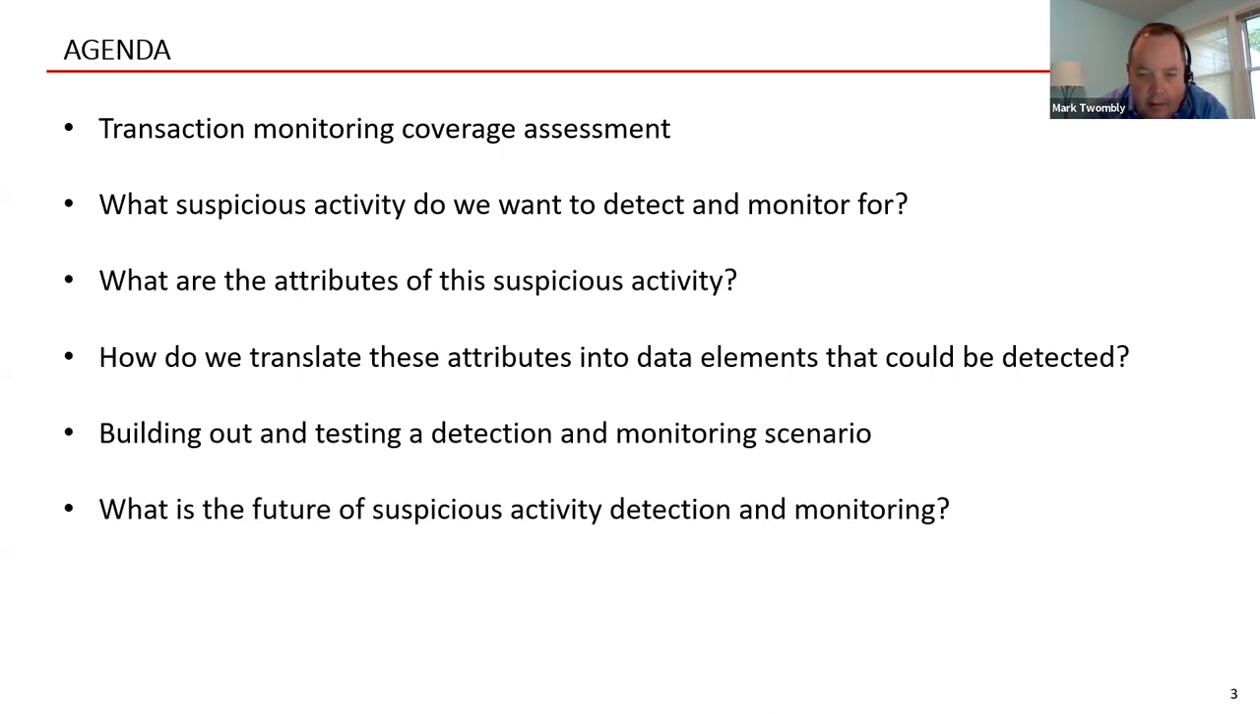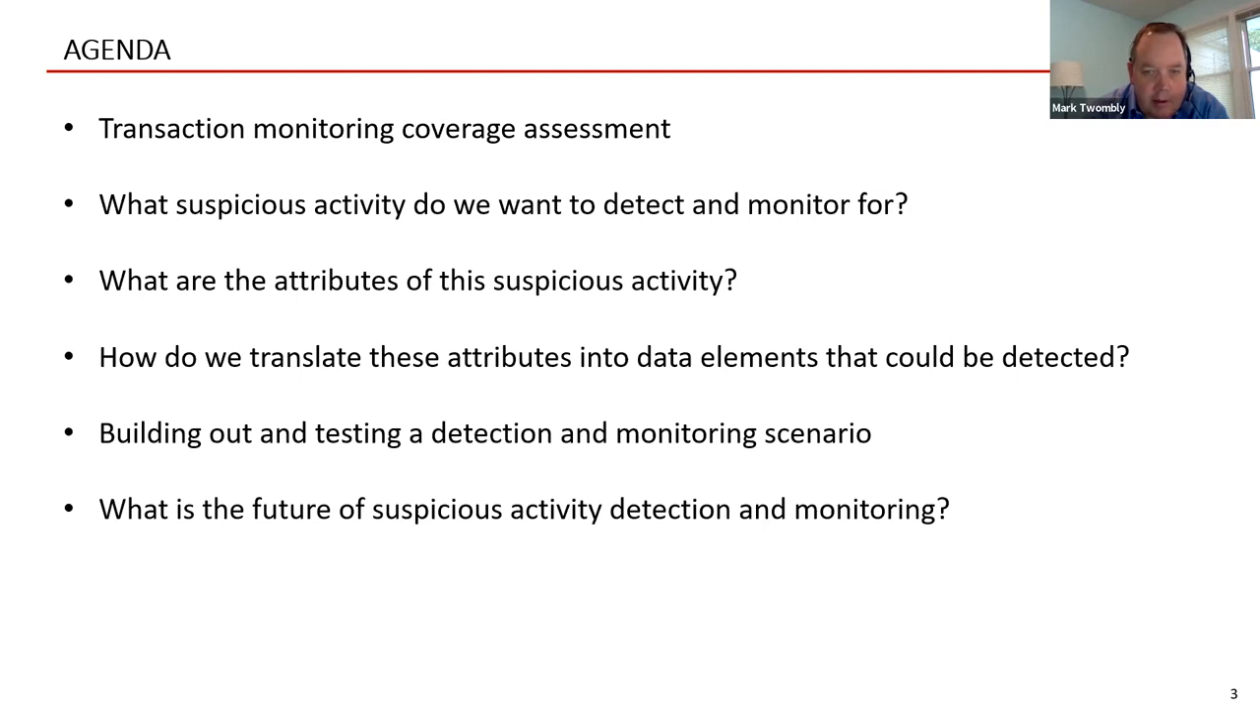You'll see as we go through this, there's a lot of companies out there that offer monitoring and you can buy off-the-shelf things, which is fine, but some of them try to be everything to everyone and you end up with a lot of false positives. I think we'll talk about that, but we try to be a little bit more tailored. And then, once we've decided what we want to monitor for, what would be the attributes of that suspicious activity?